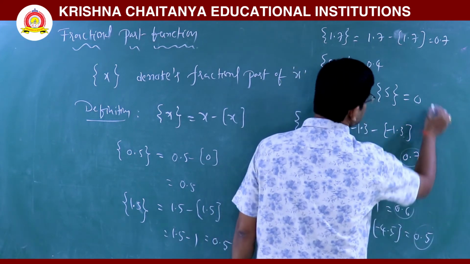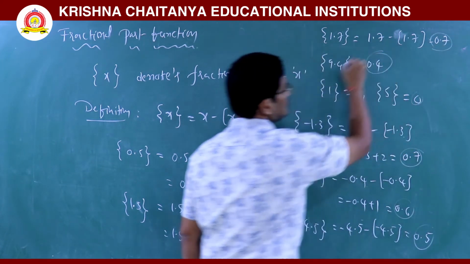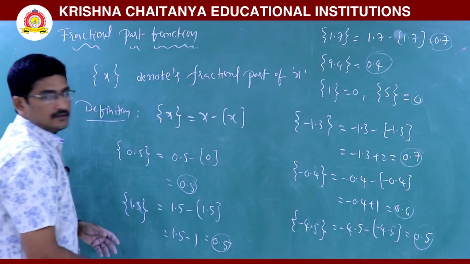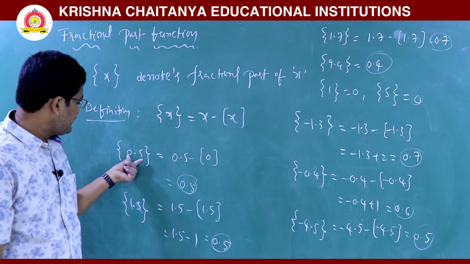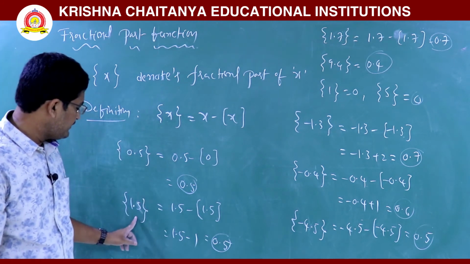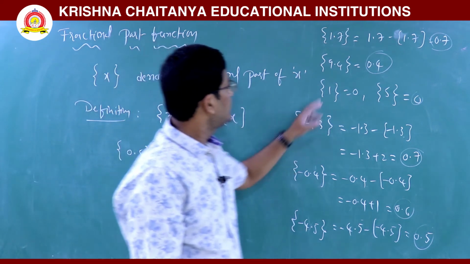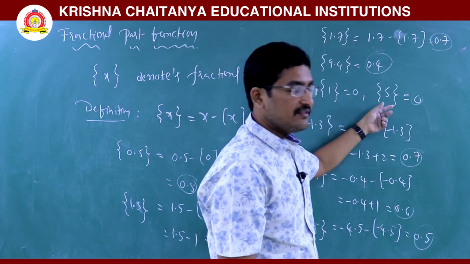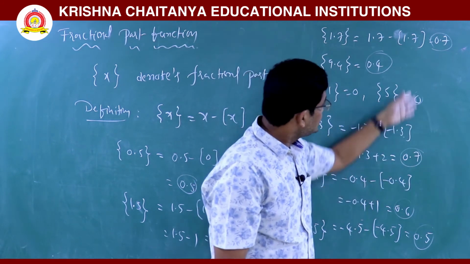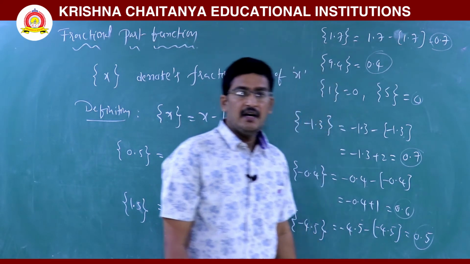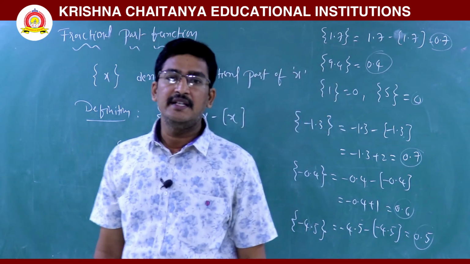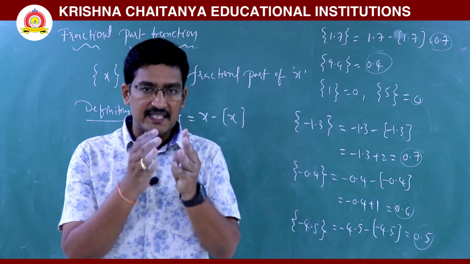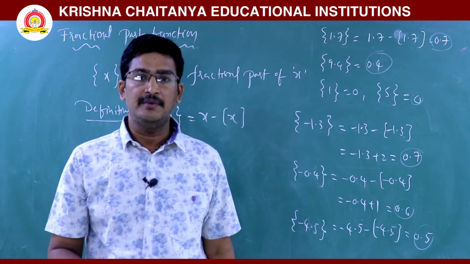You are getting the answers 0 or 0 point something. So you have to check more there. Fractional part of 0.5 is 0.5, of 1.5 is 0.5, of 9.5 is 0.5. What is the fractional part of 5? 0. You have to consider all answers, please. All the answers lie between 0 and 1. So it is one observation: the fractional part of x always lies between 0 and 1. It should be 0 maybe.